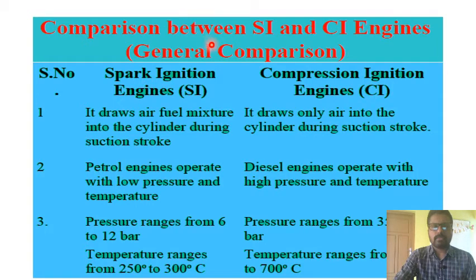But remember spark ignition and compression ignition. About the comparison, let us see what the comparisons are. Spark ignition engines, normally SI engines, are petrol engines and CI engines are diesel engines. Okay. Let us see what the spark ignition engines or SI engines are. It draws air fuel mixture into the cylinder during the suction stroke.